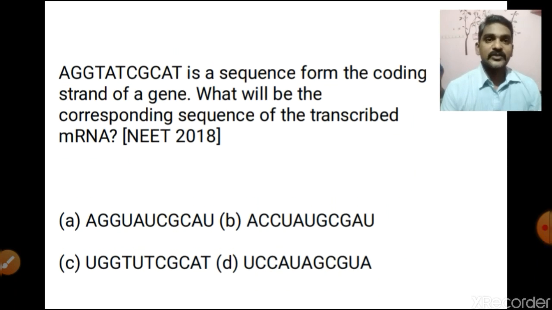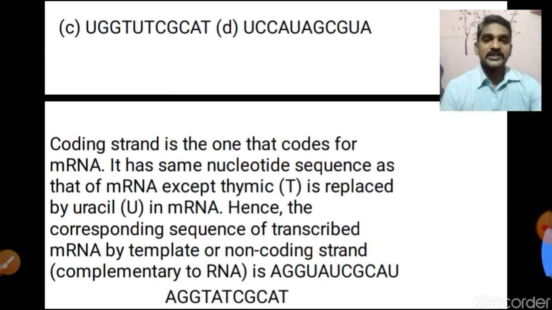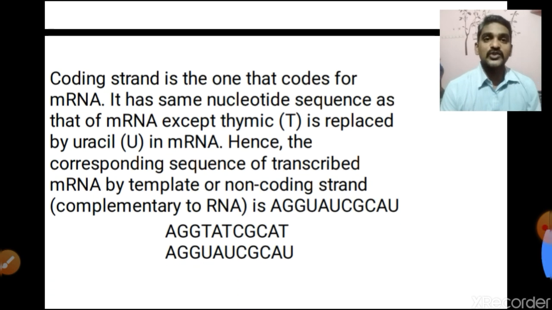Next, they have given the sequence of the coding strand of the gene. What will be the corresponding sequence of the transcribed mRNA? So what is the coding strand? You can see here the coding strand is the one that codes for the mRNA. The same nucleotide sequence will be there in the mRNA except thymine will be replaced by uracil. So this is the main thing you have to keep in mind.